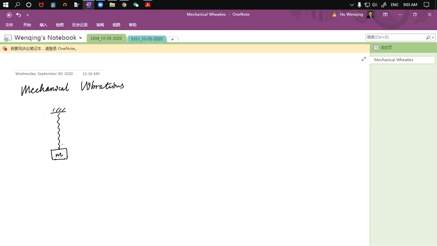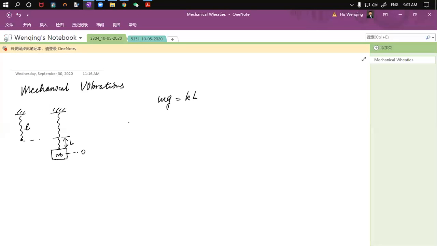Okay, so the zero position is already elongated. So that means originally the spring might be of certain length, let's say small l, and then it was elongated by capital L. So that means you have mg equal to k of L at the initial position.